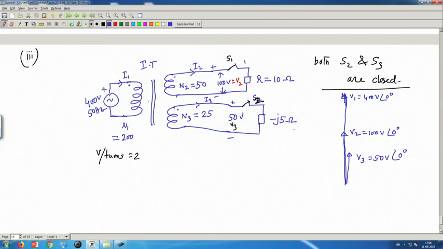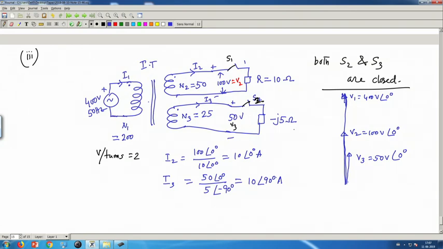Now, you see that this is resistive. Now, both I2 and I3 exist. I2 will be equal to this 100 angle 0 degree divided by 10 angle 0 degree, which is equal to 10 ampere, 10 angle 0 degree ampere. I3 is equal to 50 angle 0 degree divided by 5 angle minus 90 degree, correct, is equal to 10 angle 90 degree ampere. Both I2 and I3 are present.